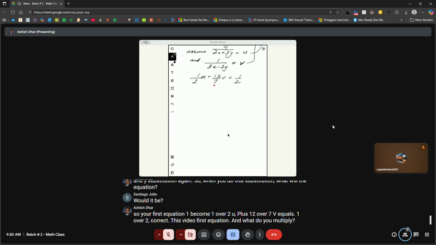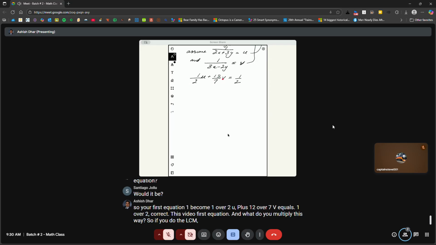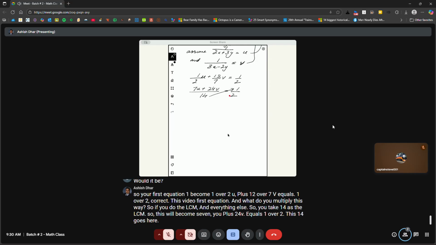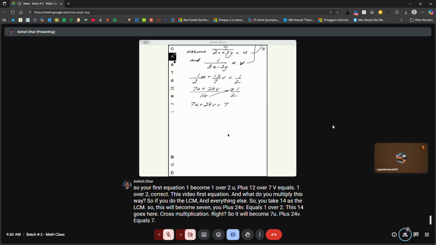And what do you multiply this by? If you do the LCM and everything else, you'll take 14 as the LCM. So this will become 7u plus 24v equals 1 over 2. This 14 goes here, cross multiplication, correct? So it will become 7u plus 24v equals 7. So this becomes your first equation.